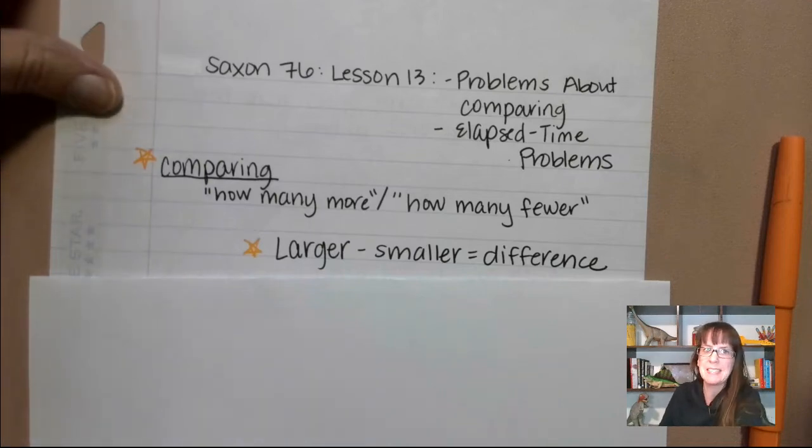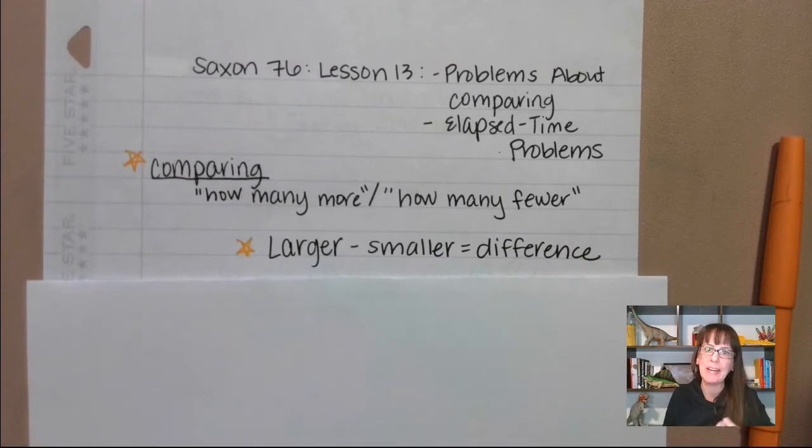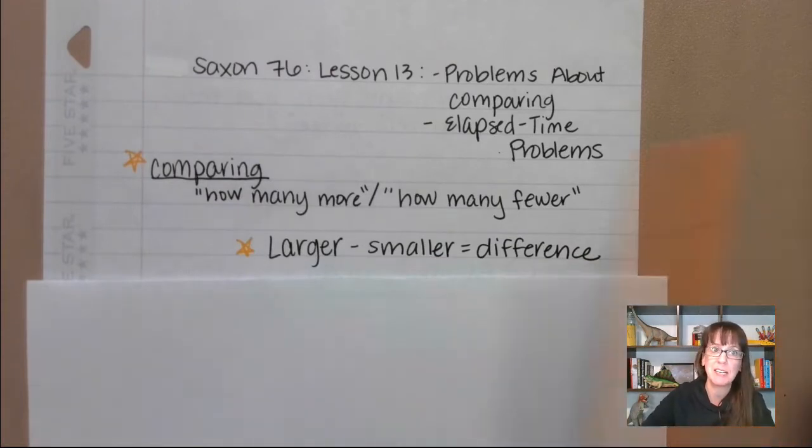Hi friends, welcome back. Today we're talking about lesson 13 in our Saxon 76. These are problems about comparing and elapsed time problems. All right, grab your notebook because these orange things that I've highlighted here are really important. You're going to want to write these notes down.